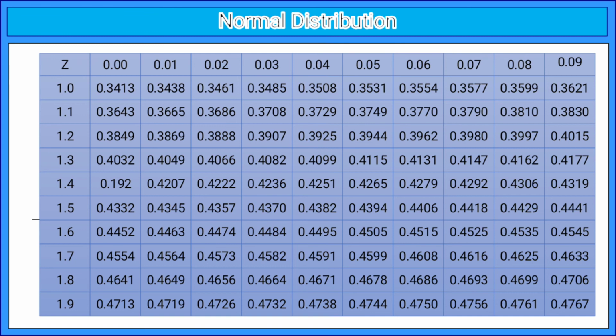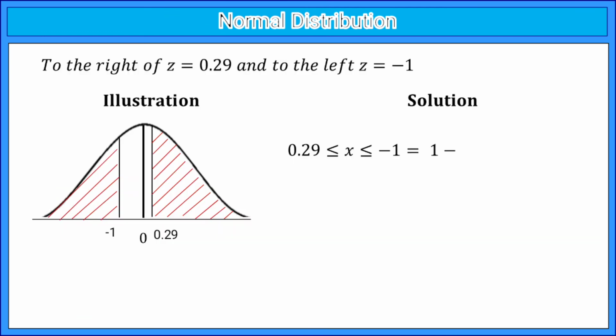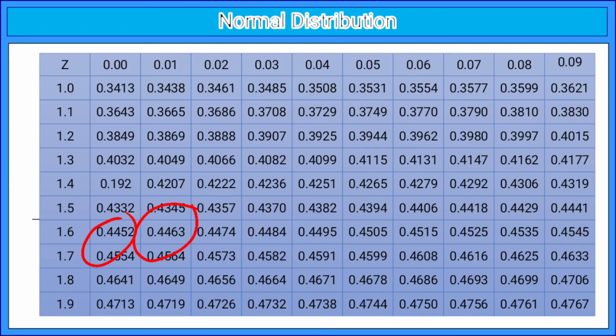First, of course, we are going to take a look at the values for -1 and 0.29. That's what we are looking for in our table. For -1, this is our value from the table, which is 0.3413.